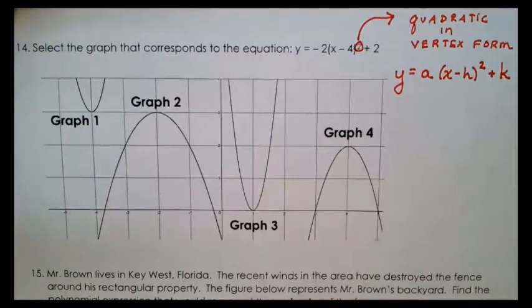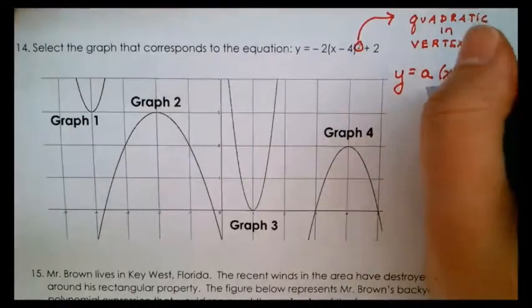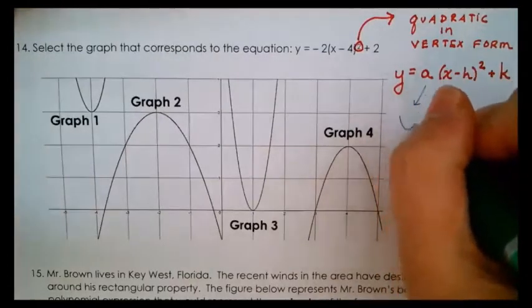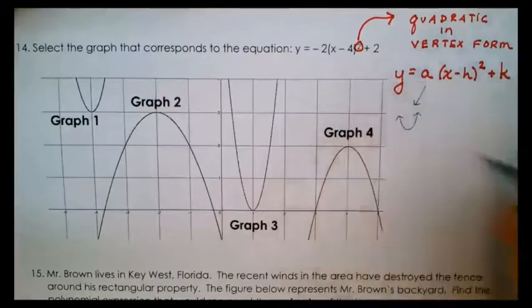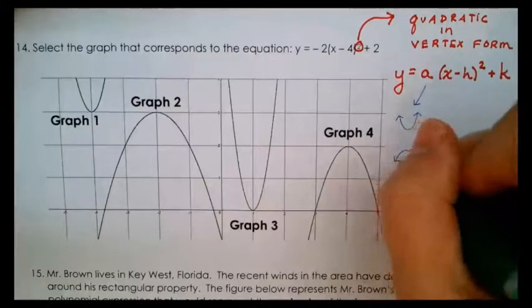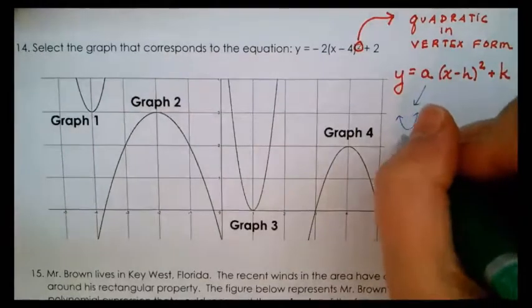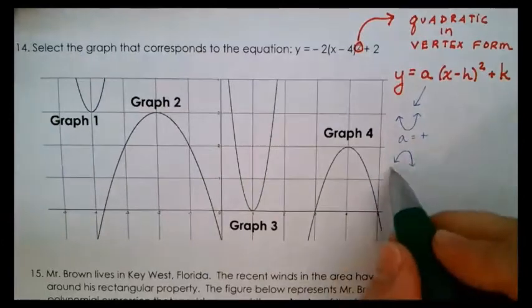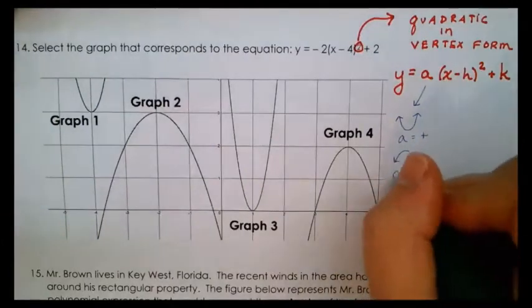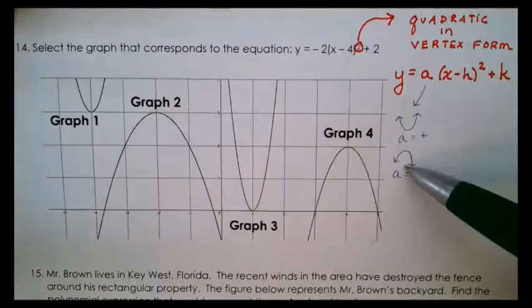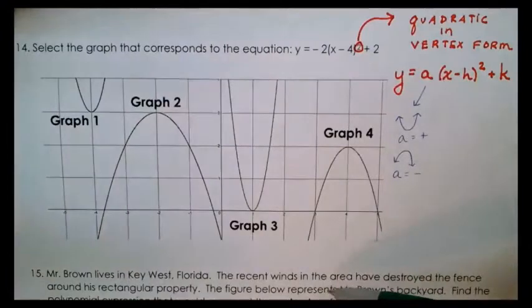Now, the a is going to tell you if you have a quadratic that opens up or opens down. Your quadratic will open up if a is positive. Your quadratic will open down if a is negative. You've heard these referred to as a parabola. Parabolas are quadratics once they're graphed.